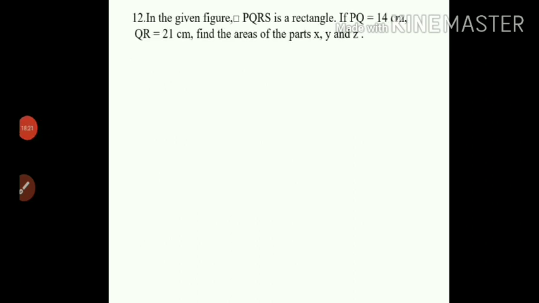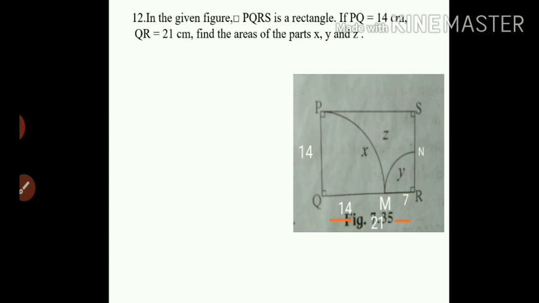Now we will move on to question number 12 again, which is very important. See, in the given figure it is given that quadrilateral PQRS is a rectangle. If PQ is 14 centimeter and QR is 21 centimeter, find the area of part XYZ. Now we will do some construction part in it.